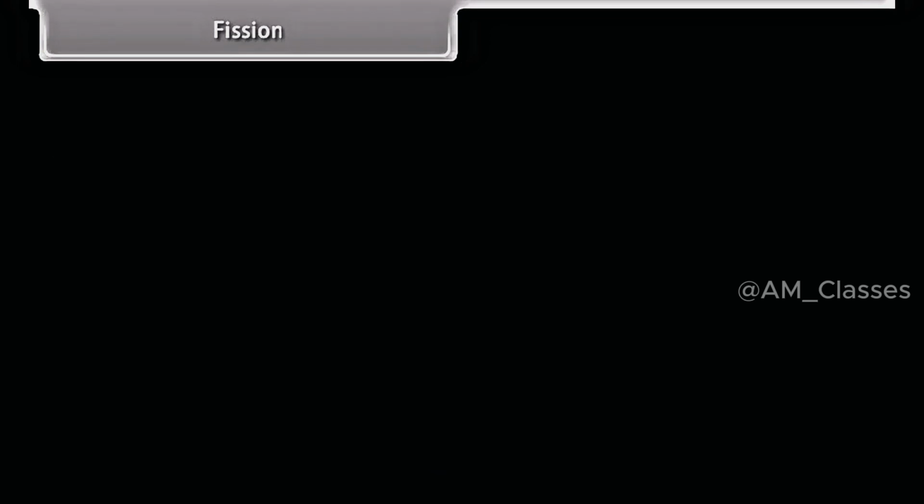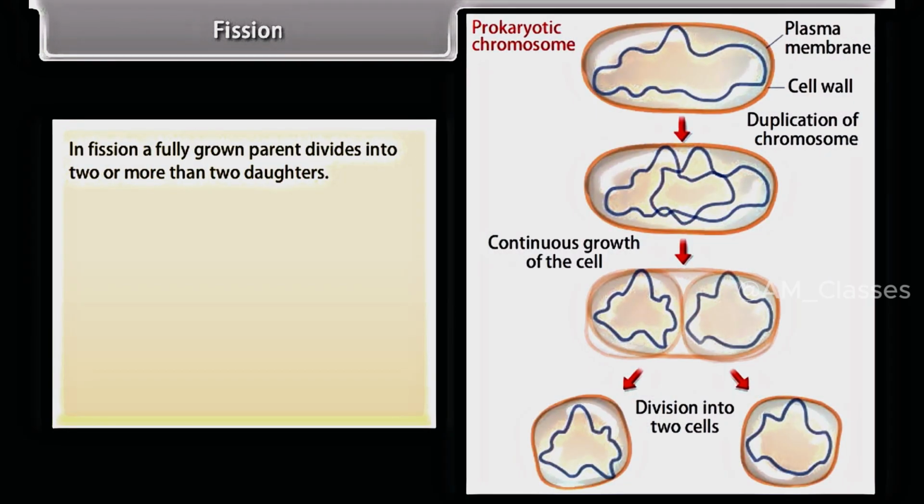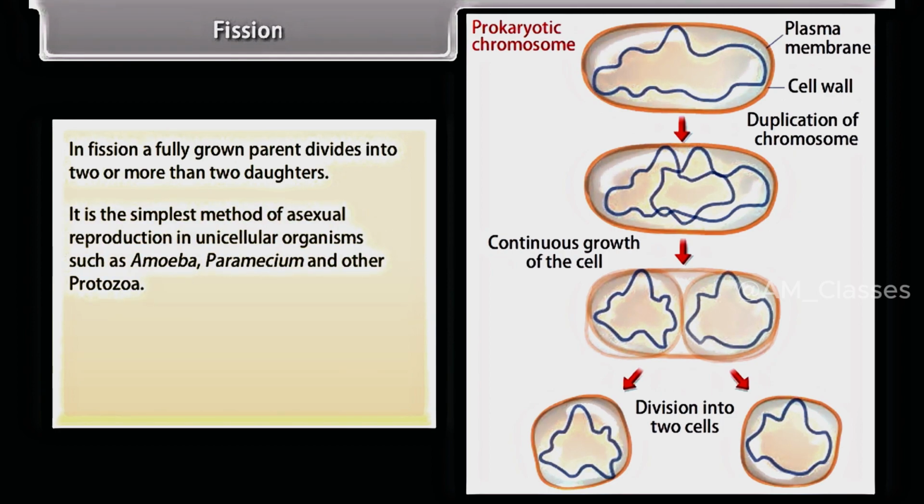Fission. In fission, a fully grown parent divides into 2 or more than 2 daughters. It is the simplest method of asexual reproduction in unicellular organisms such as amoeba, paramecium, and other protozoa. Fission is of 2 types.